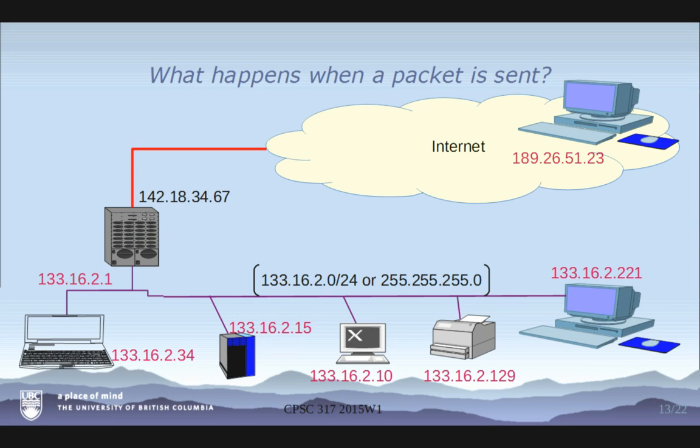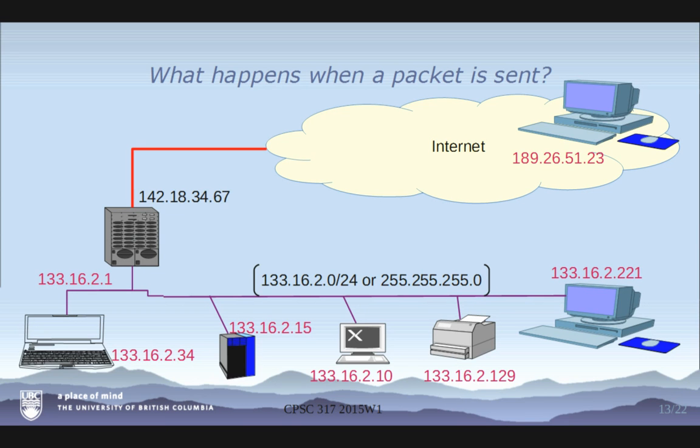What happens if, let's say, this guy here wants to send to one of these guys here? First of all, we can tell we have our CIDR address or our net mask here. So everything should be, if I haven't made any typos, 133.16.2.0. Anything from 0 to 255 should be on the local network. If we're going to send anything to the local network, we'll have to use a MAC address to get there.